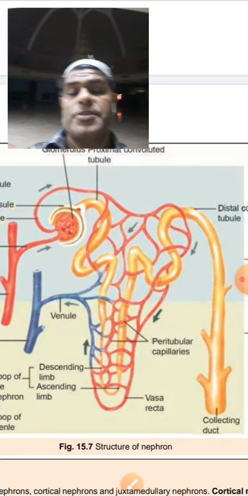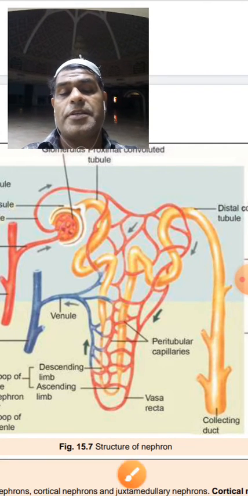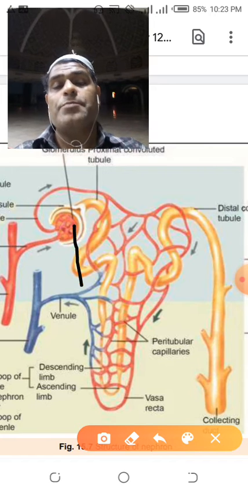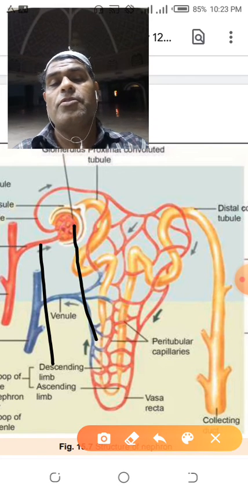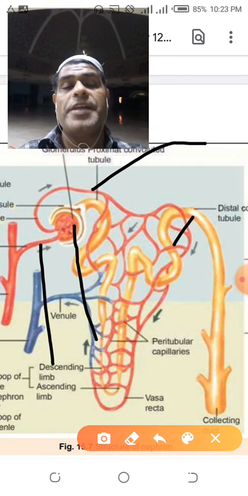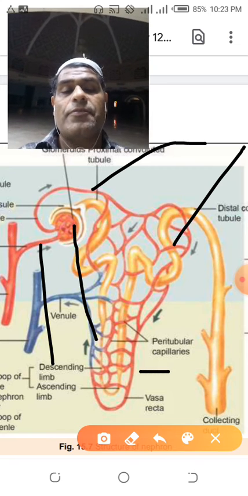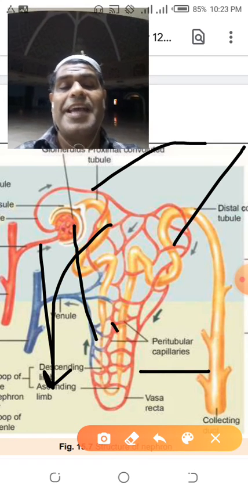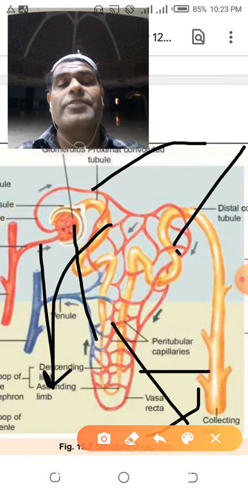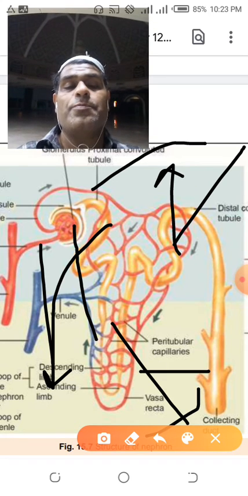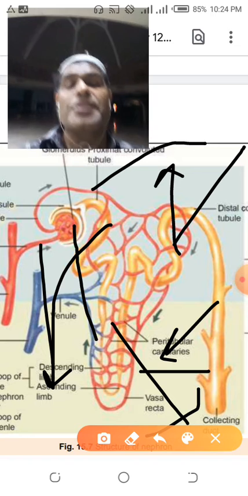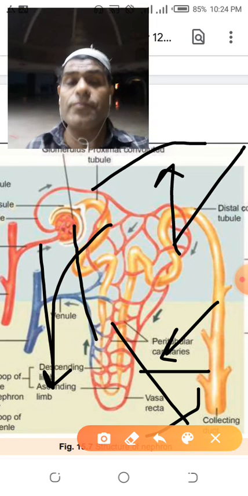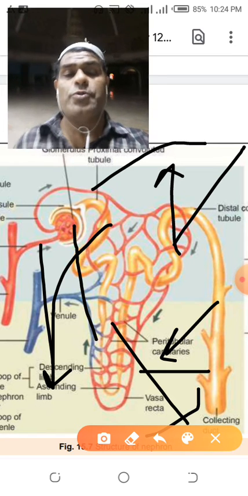The structure I am discussing only, I am labeling something. Glomerulus, efferent arteriole, peritubular capillary, the vasa recta, the first part of the renal tubule, the proximal part, Henle's loop, and the third one is the distal part. This is the collecting duct. This is the structure of the nephron. The function of the nephron will give more elaboration of this structure.